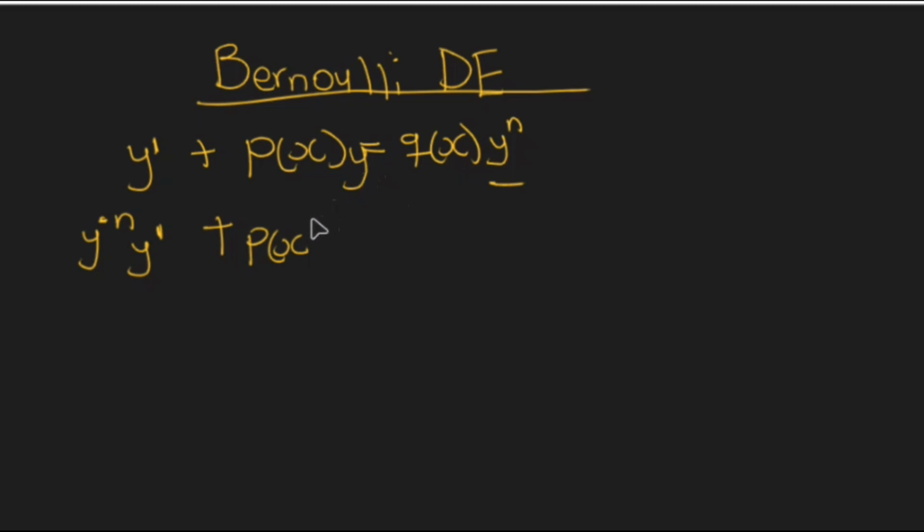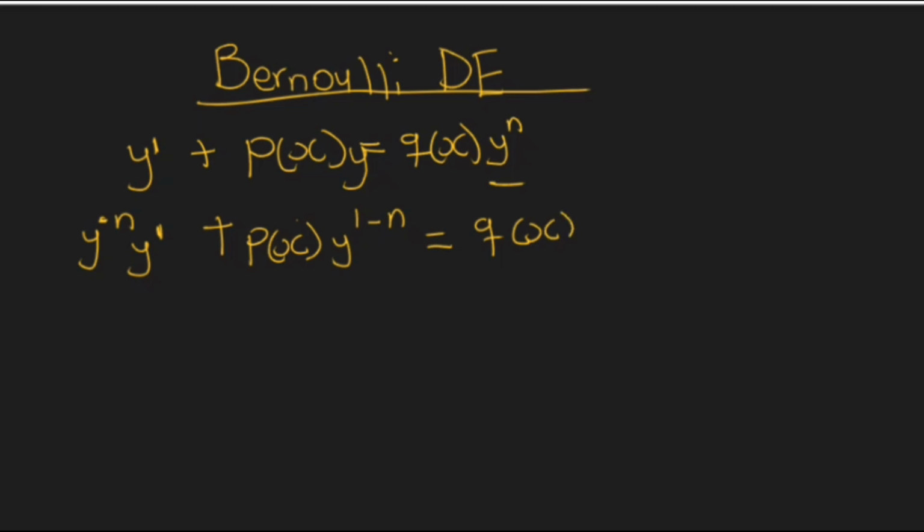We apply the laws of indices, which say that you have a power of 1 here which you don't write, so you get y to the power 1 minus n, y to the power 1 minus this new n, and that is going to give us q of x, right? So realize that you have removed the y to the power n here by dividing through by that particular term of the equation.